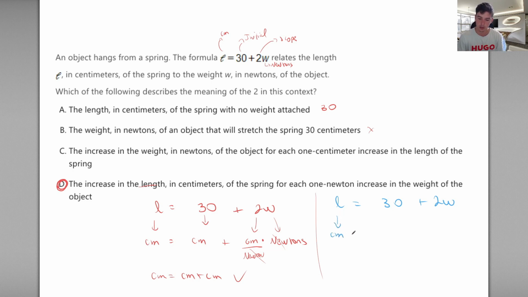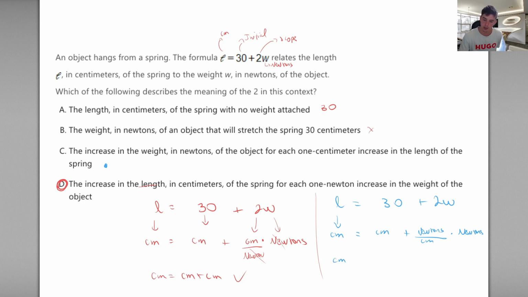So this is centimeters, okay? So centimeters plus, let's say C would be right. So the increasing weight in newtons for each 1 centimeter increase. So that will give us newtons per centimeter as units, right? And W is newtons as well, so we know that. So this would end up happening.